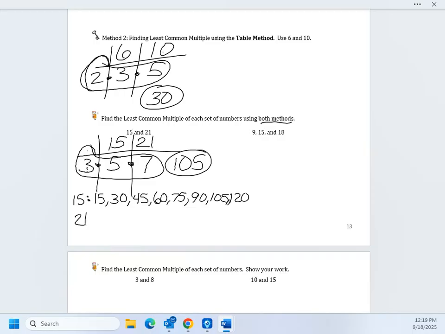Now let's skip count by 21. Colton? 21, 41. Oh, wait, 21, 42, 63, 84, 106, 127, 159, 180. Let's look at that. Do we have any in common?